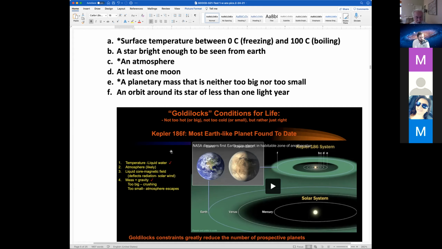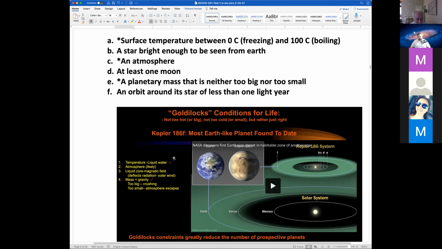Conditions thought likely to be required. The temperature has to be such that there is liquid water. If there is water on the planet, it has to be liquid. So the surface temperature has to be between freezing and boiling. It has to have an atmosphere and a mass that's neither too big nor too small. And again, those statements are taken directly from this slide, which we discussed in class.